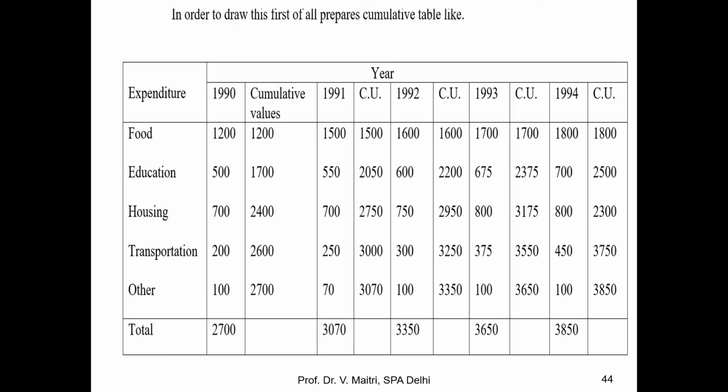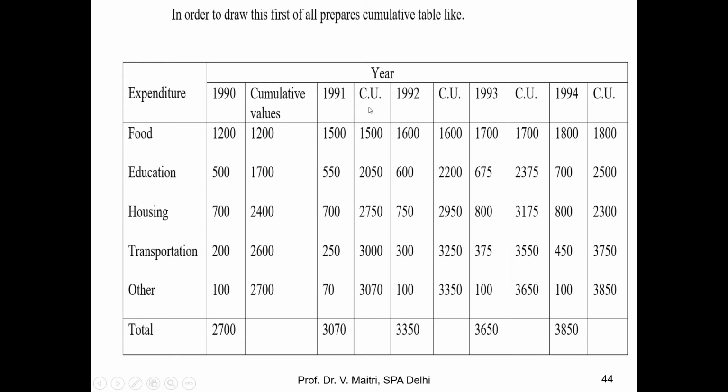So first of all, each year 1990, 91, 92, 93, 94 should be written like this, and then the expenditure: food, education, housing, others. Now we draw the cumulative values. 1,200 plus 500 is 1,700, and 1,700 plus 700 is 2,400, 200 added is 2,600, and 2,700. So these are the cumulative values for 1991.